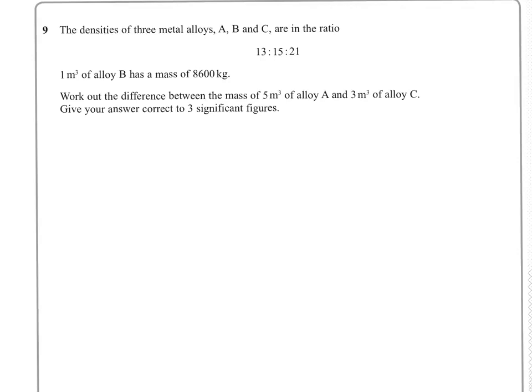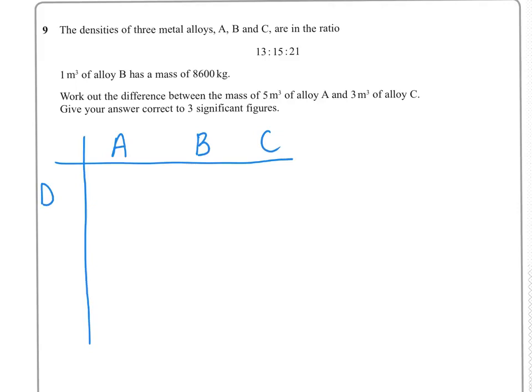Question 9. Quite a difficult question here, I think, but let's have a go. Let's put a grid here with some of the information and see what we can do from there. So if we have alloy A, B and C, and we'll have density, volume and mass along here.